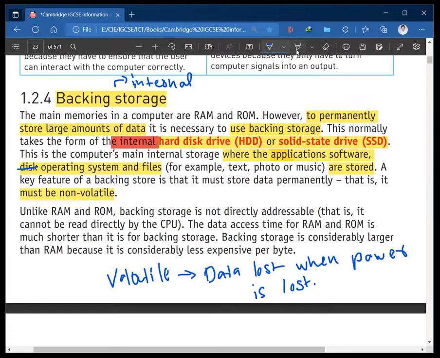Now, one thing you need to realize, they are also not directly addressable, which means they cannot be read directly by the CPU. Just forget this guy. Read the highlighted part. Read this part first.